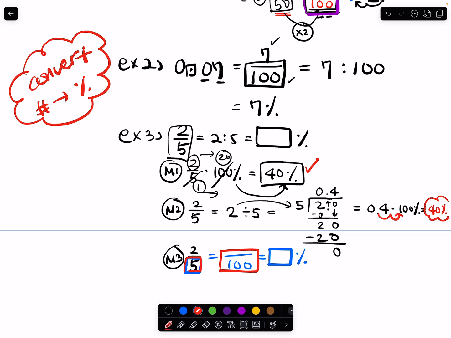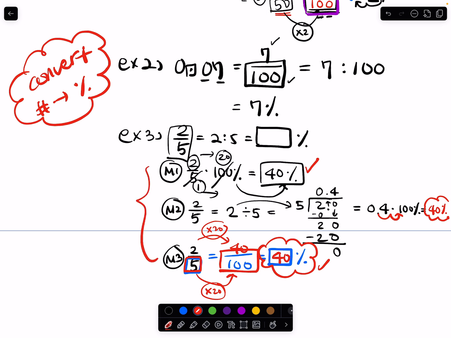Right now, I don't have 100 as a denominator. You know what? We can make it so. How? 5 became 100, so you must have multiplied it by 20. Rule of thumb says if you do one thing to one side of the fraction, you must apply the same thing to the other side, which makes 2 times 20 give you 40. So it's 40 out of 100, which is 40%. And that's how you know 2 over 5 is 40%.